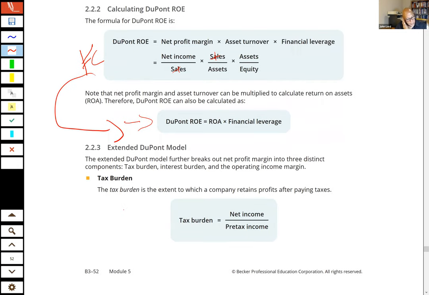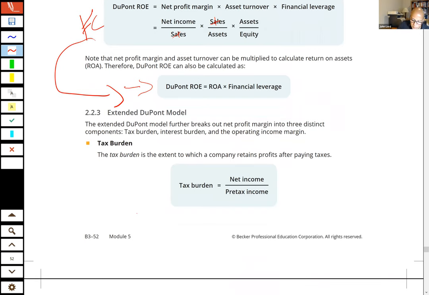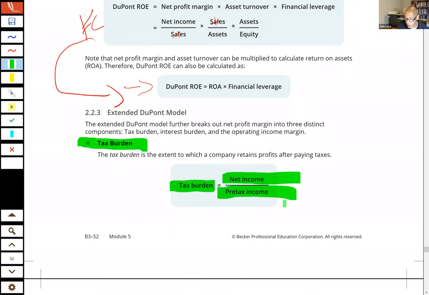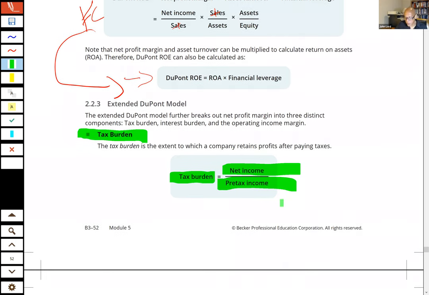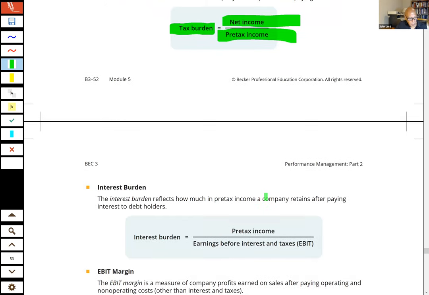Okay, now when we get into the extended DuPont model, we start bringing in some additional concepts and now start to consider tax. For example, tax burden. Tax burden is our net income divided by our pre-tax income. If our pre-tax income was 100 and our net income is 60, then we have what, a 40% tax burden. Okay. All right, good. Come over.